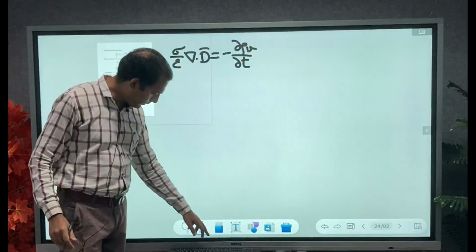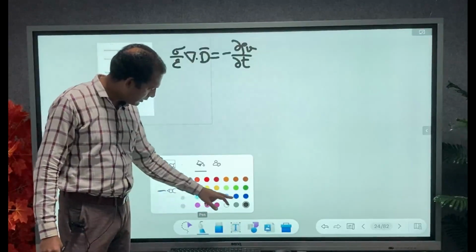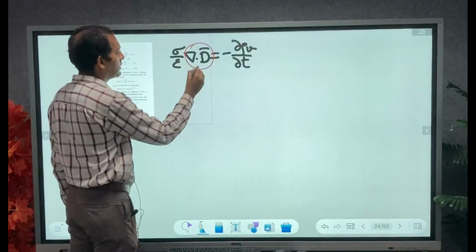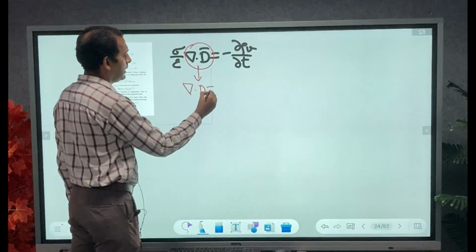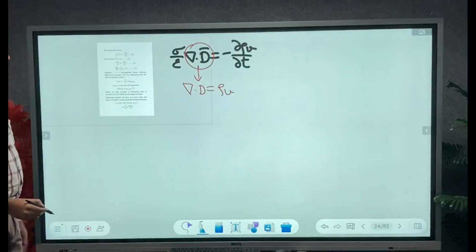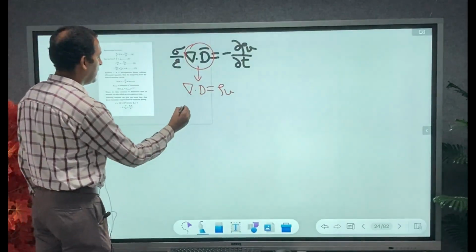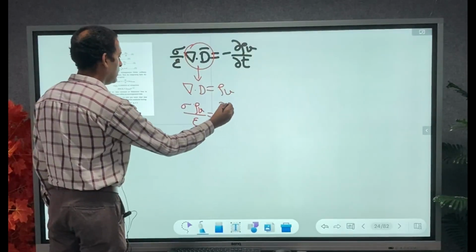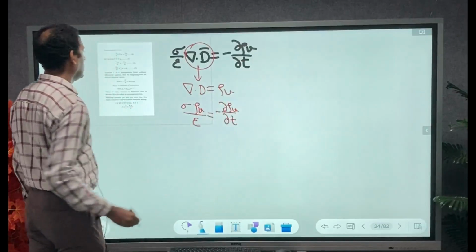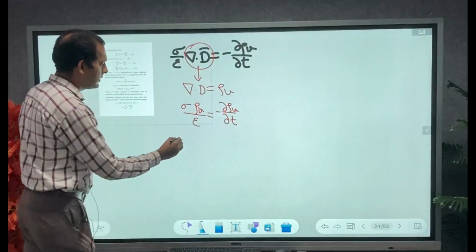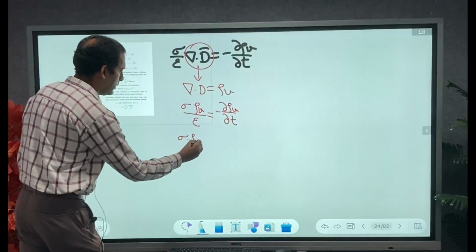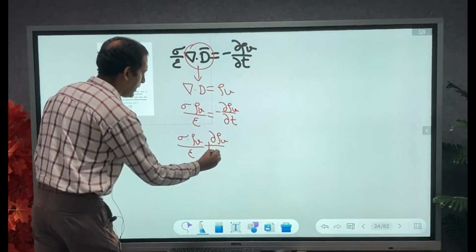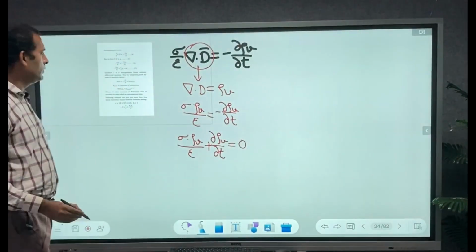But we already derived Gauss law. What is Gauss law? Gauss law gives the divergence of D, the outflow of D. Del dot D is equal to rho V. So if we keep this expression here, we will get sigma rho V by epsilon is equal to minus dou rho V by dou T. Now if we take both terms to the same side, we get sigma rho V by epsilon plus dou rho V by dou T equal to 0.